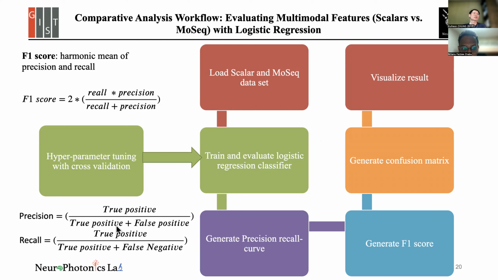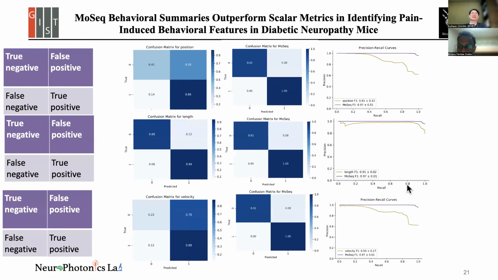False positive. This is like a positive predictive value. Precision means positive predictive value. Recall is sensitivity. Sensitivity, PPV. This one is the F1 score. The F1 score means the harmonic mean between the two.